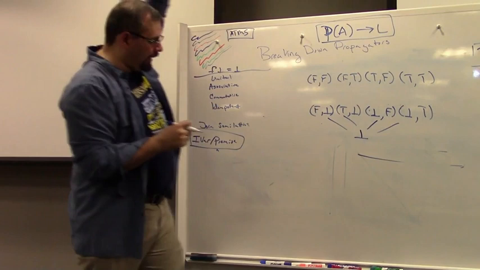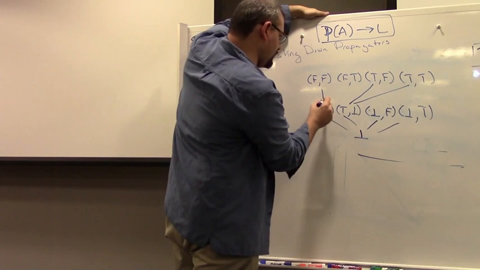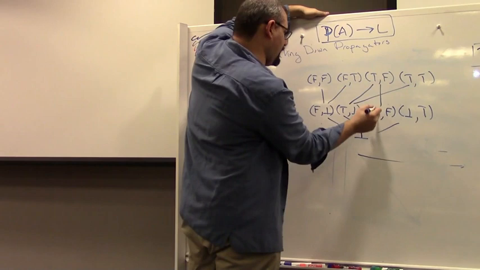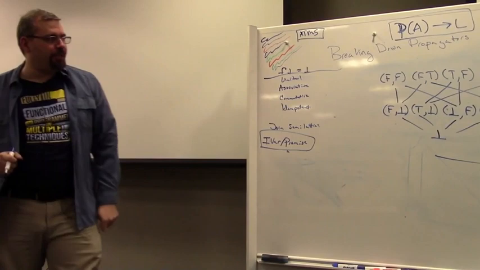So what do we have here? We have this goes up here, and then we go from true to that or to that. False can go to there or there. Bottom or false can go to there or there. There should be two up from everything, right? So there and there, right? This is our lattice. Let's say that I wanted to compute and.